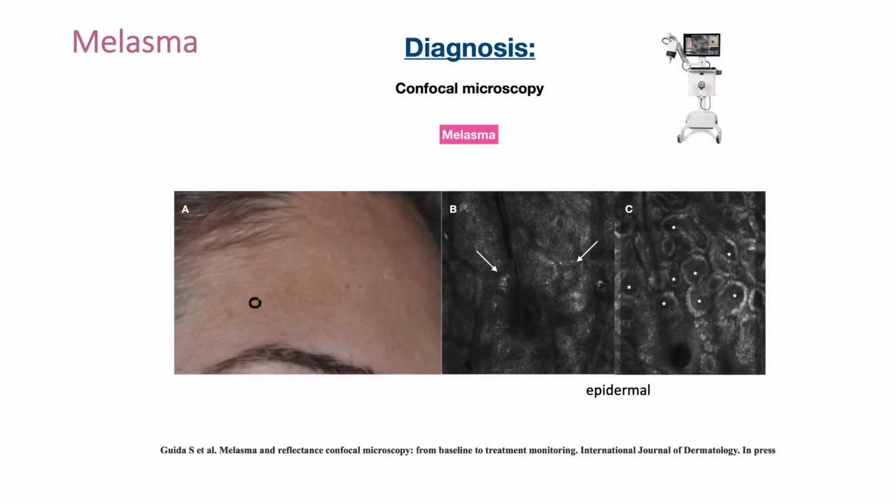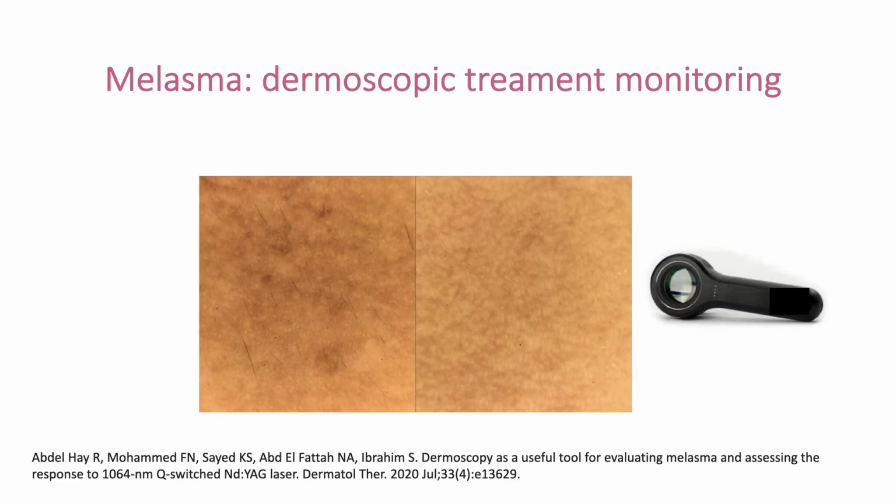But if you have the confocal microscope in your department, then you can also apply it to melasma, and you can observe the mottled pigmentation at epidermal level and the presence of the ringed pattern at the junctional level. Nothing is present at dermal level, which confirms and supports the diagnosis of epidermal melasma.